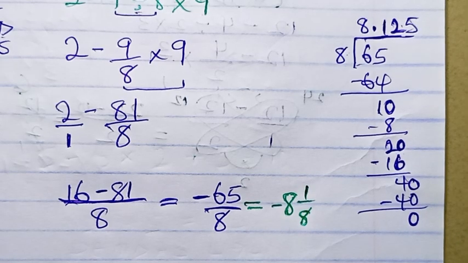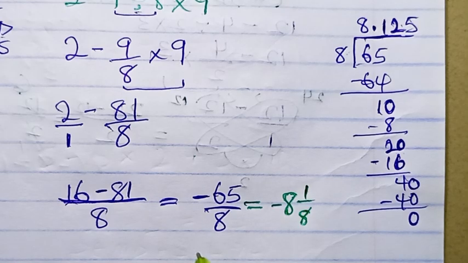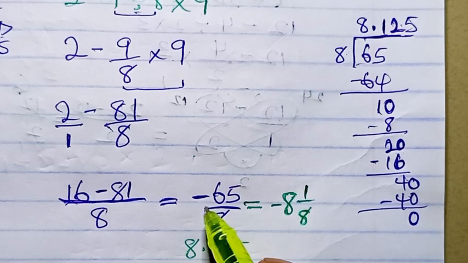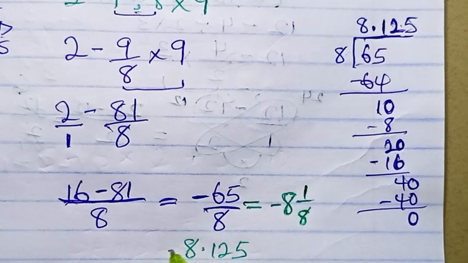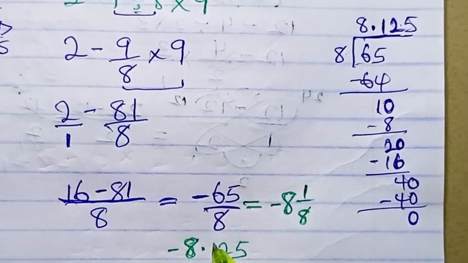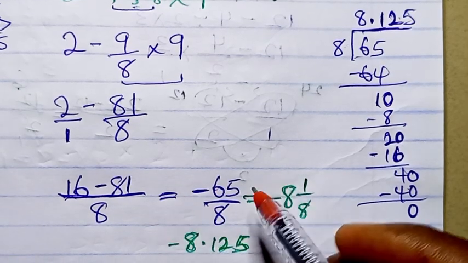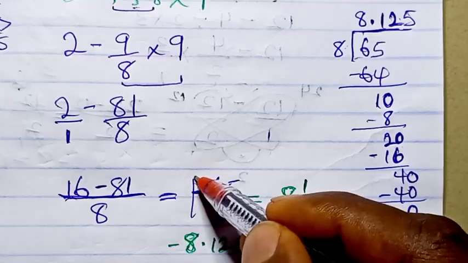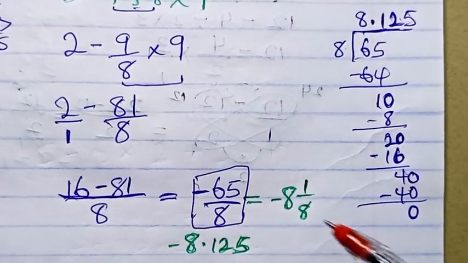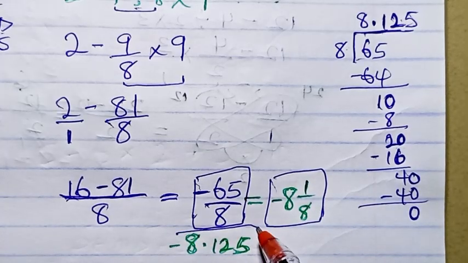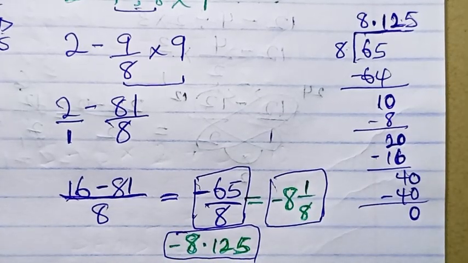So we have gotten our final answer. So our final answer for the decimal is 8.125. Remember, our answer was carrying a negative sign, so you put the negative sign in front of the answer. So for this particular question, we have 3 answers. Okay, the first answer is an improper fraction. The second answer is a mixed fraction, while the third answer is a decimal number.